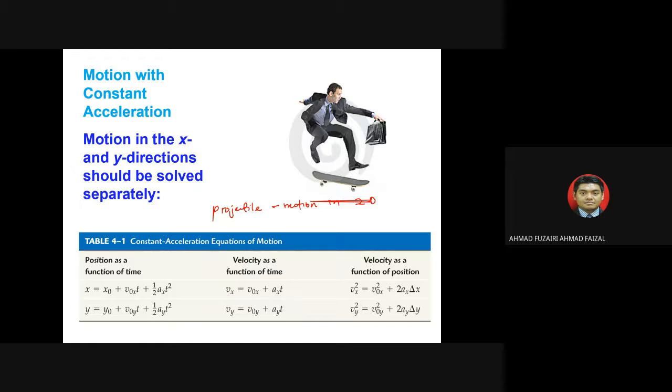The conditions of projectile motion is ax will always equal 0 and ay will always equal negative g. Ay equals negative g and ax will always equal 0. This is the projectile's terms and condition. It must follow ax equals 0, ay equals negative g.